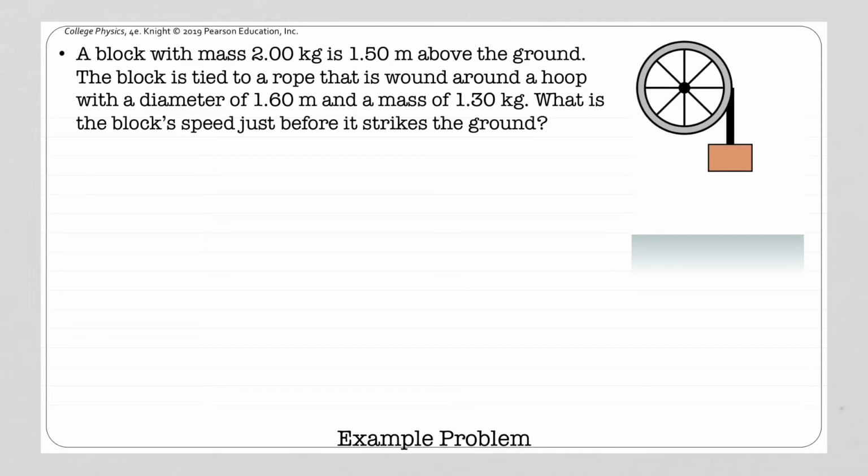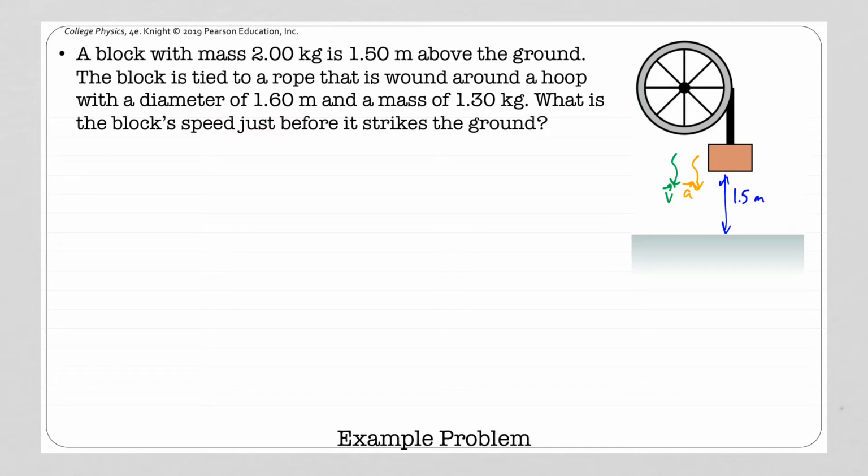Here we have a problem where we have a block that is tied by a rope, and that rope is wrapped around a hoop, and that hoop is fixed by some axle in the middle there. This block is 1.5 meters above the ground, and it's going to be released. We can imagine that when it's released, it's going to accelerate downwards, and eventually it's going to hit the ground there. And we want to find the block speed just before it strikes the ground.